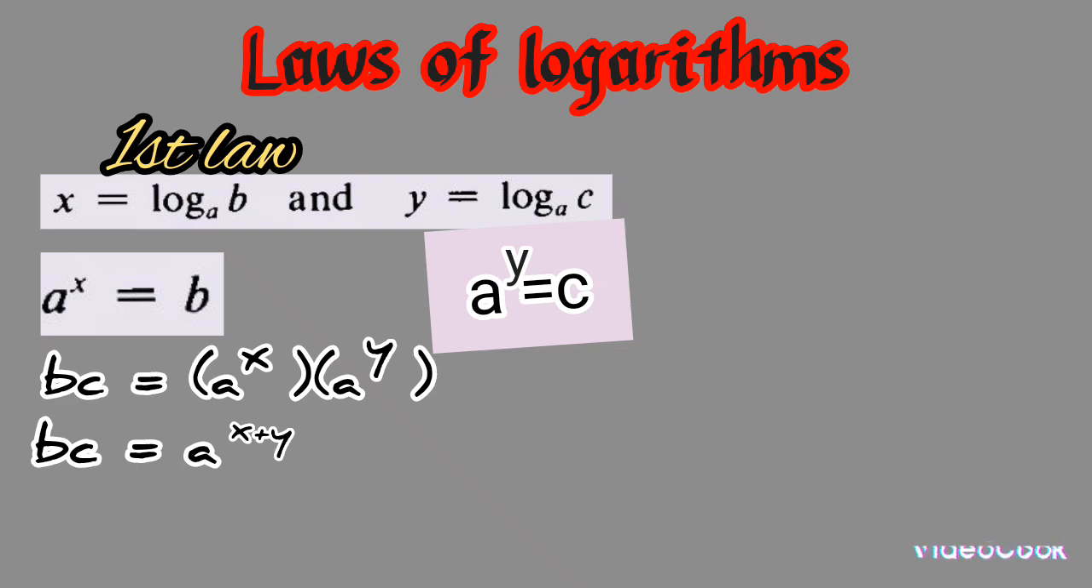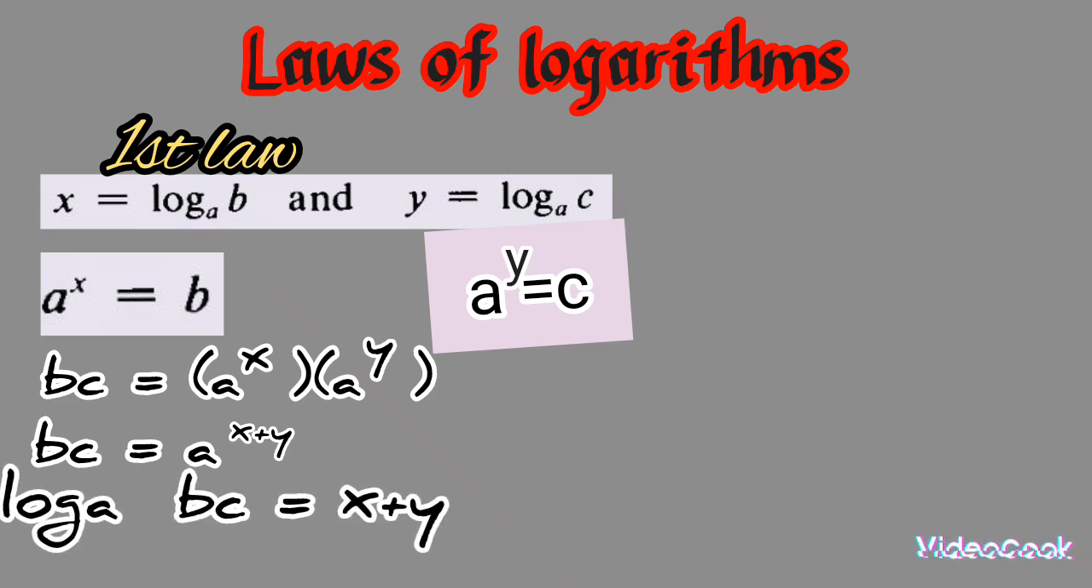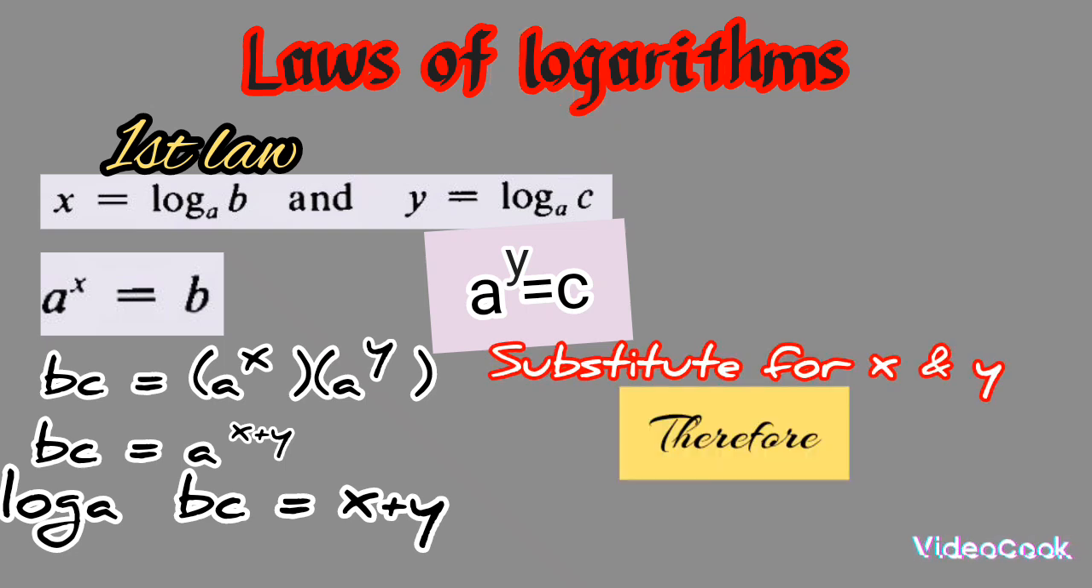So now, since we have this, let's change it into logarithmic form. So in logarithmic form, we're going to have the logarithm to the base a of the product b times c is going to be equal to x plus y. Now, we already know that x is equal to the logarithm to the base a of b, and that y is equal to the logarithm to the base a of c. So we're just going to substitute those for x and y.